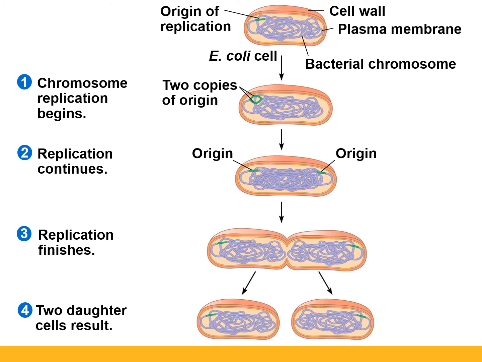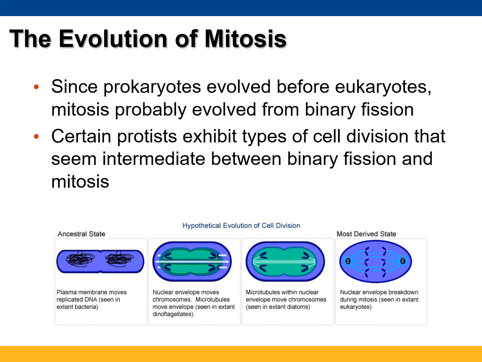Remember that prokaryotic cells don't have asters. They don't have microtubule organizing centers. They don't have organelles. All of the functional proteins are either located on the interior surface of the plasma membrane or are floating around in the cytosol. And as I mentioned in a previous slide, we can see the binary fission.